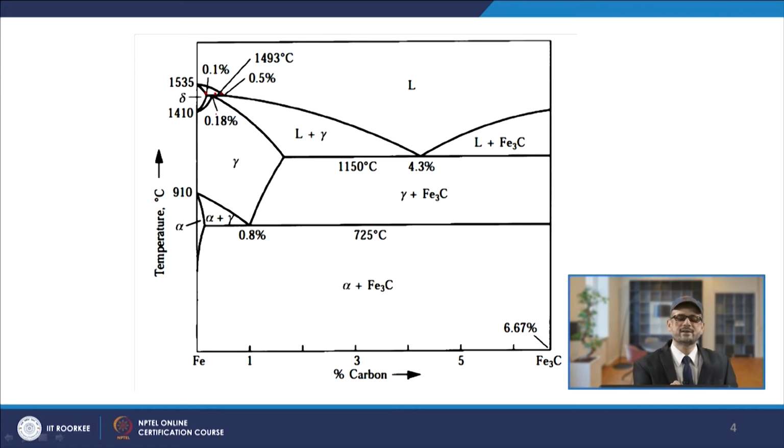So, the amount of delta phase will be proportional to, its fraction will be this distance divided by the whole distance. So, you have 0.2% of steel, and on this side it is given as 0.5%. So, the percentage of delta phase will be 0.5 minus 0.2 divided by 0.5 minus, it is touching here, so that is 0.5 minus 0.1.